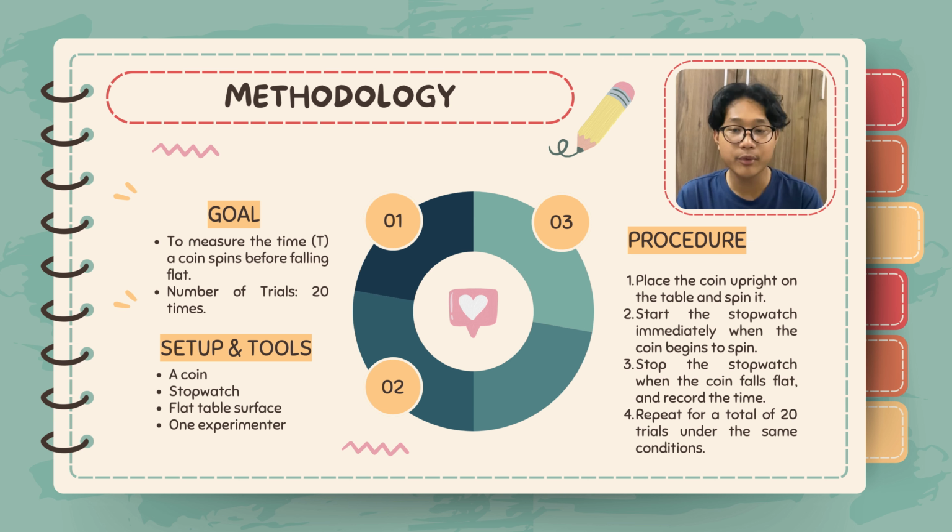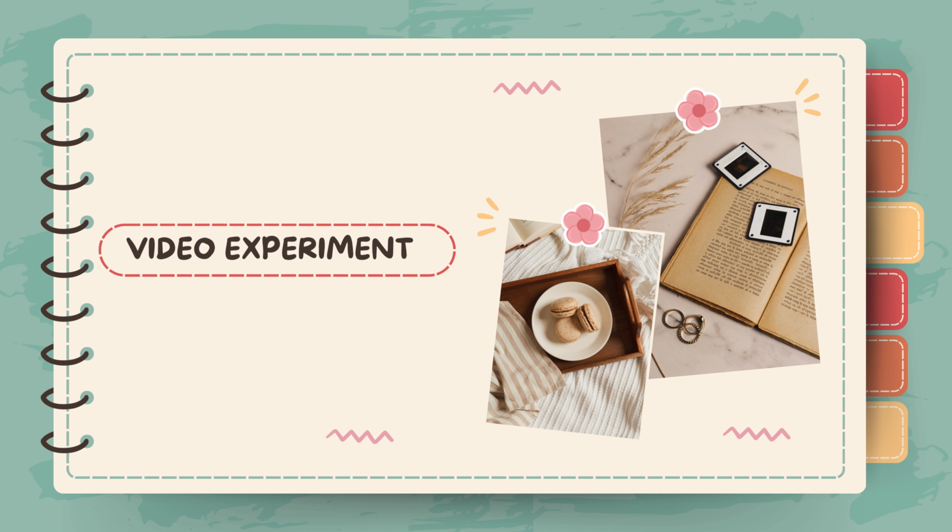Number 3, we got procedure. First, place the coin upright on the table and spin it. Second, start the stopwatch immediately when the coin begins to spin. Third, stop the stopwatch when the coin falls flat and record the time. Number 4, repeat for a total of 20 trials under the same conditions. Now, let's watch the video of us doing the experiment.